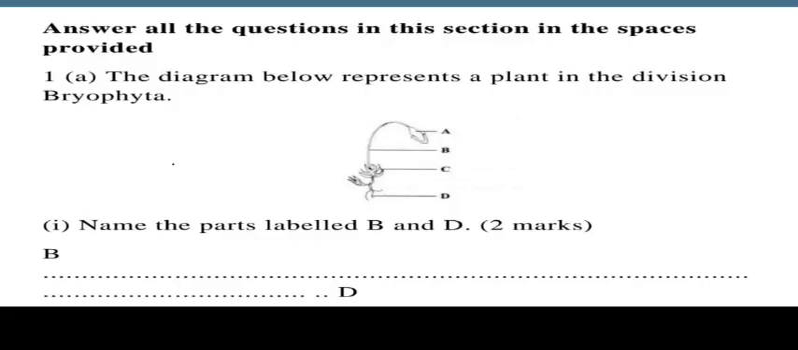Alright, so in this video, we are going to look at biology paper 2. So the instruction is saying, answer all the questions in this section in the spaces provided. So we have the first question. Question A. The diagram below represents a plant in the division Biophyta. So we have parts A, B up to D. Now, Roman numeral number 1 is saying, name the parts labeled B and D, 2 marks.